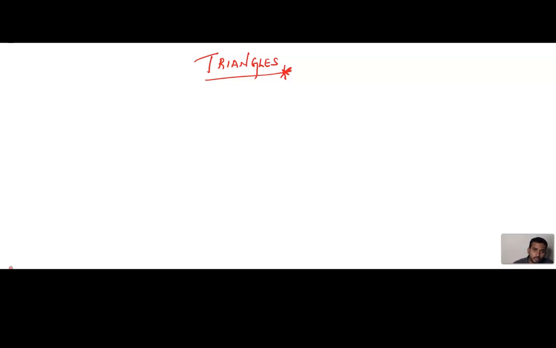Dear students, today we are going to continue the chapter of class 10th mathematics, that is triangles. In our previous classes we have already discussed the basics of triangles and the theorem of BPT, the converse of BPT, and a few related problems of the exercise. Is this clear? Done.